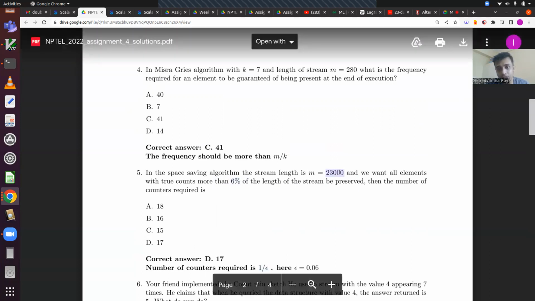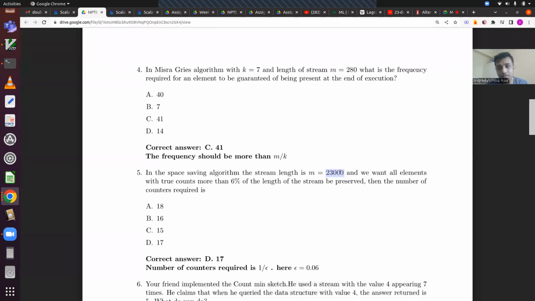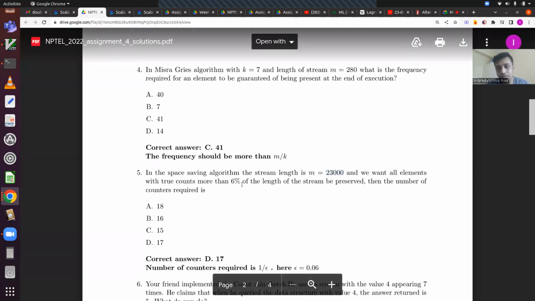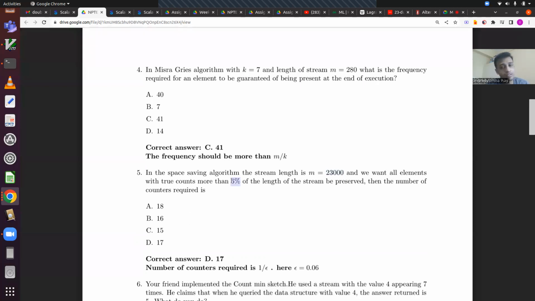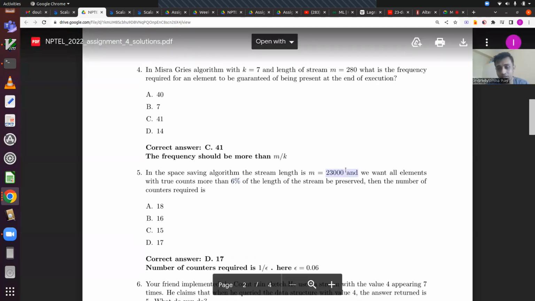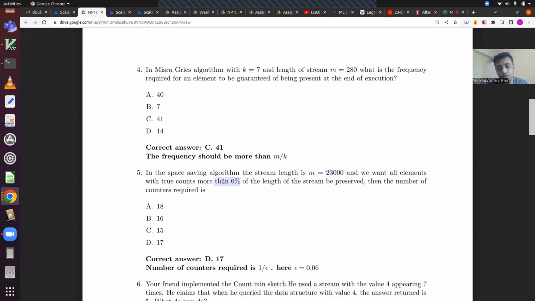So here this number does not matter. Why doesn't this matter? Because we have a percentage here. We are talking about percentage frequency. So it can be percentage of any number, doesn't matter. But if k equals 1 by epsilon, you can get that value.